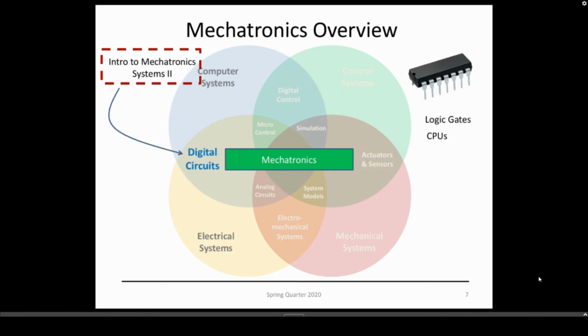And then for Intro to Mechatronic Systems 2, we are in the digital circuits world. This is where you cover logic gates, CPUs, and things related to computers, the brain of the computer.